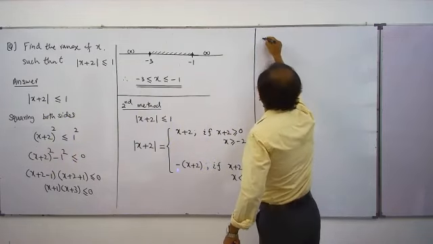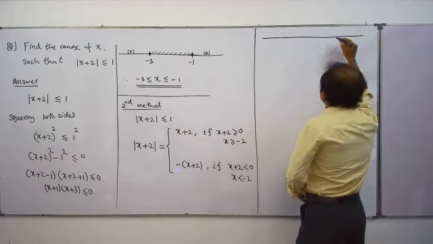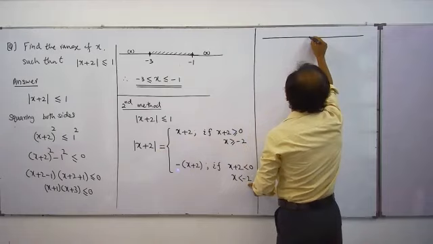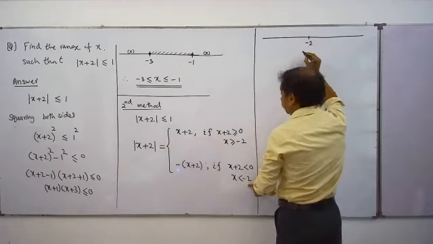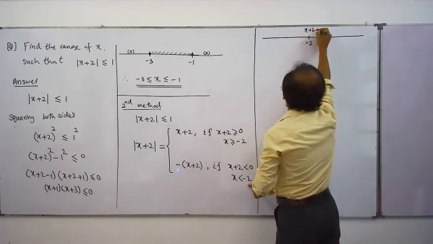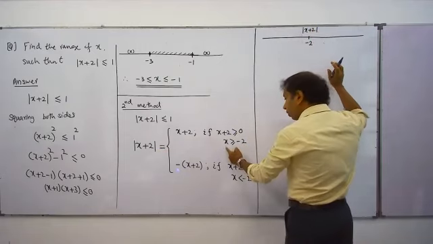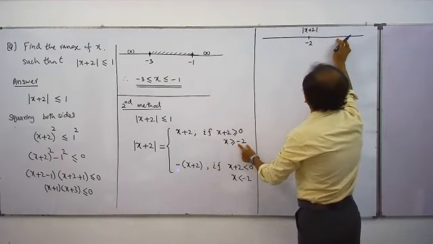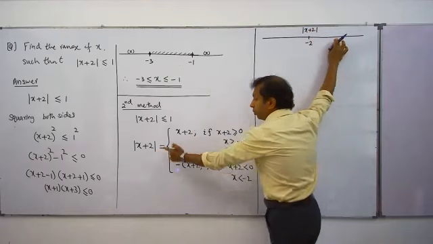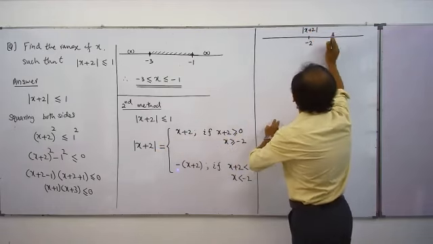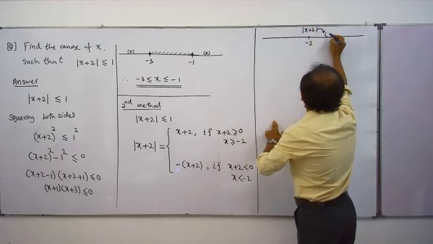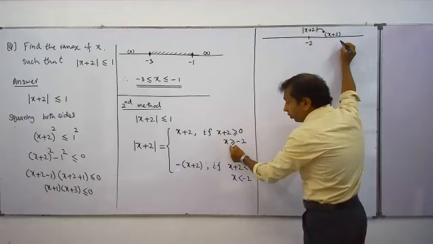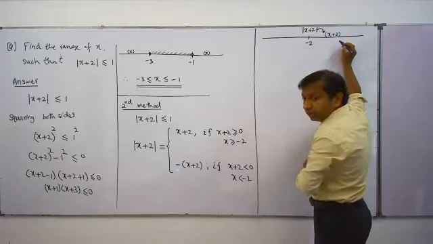Right, now the modulus of x plus 2 changes at minus 2 of x. Somewhere here we have minus 2, right? Then |x + 2|, for x greater than minus 2, that means on the right of minus 2, the modulus of x plus 2 is equal to x plus 2. That is x greater than minus 2 and equal to minus 2, right?